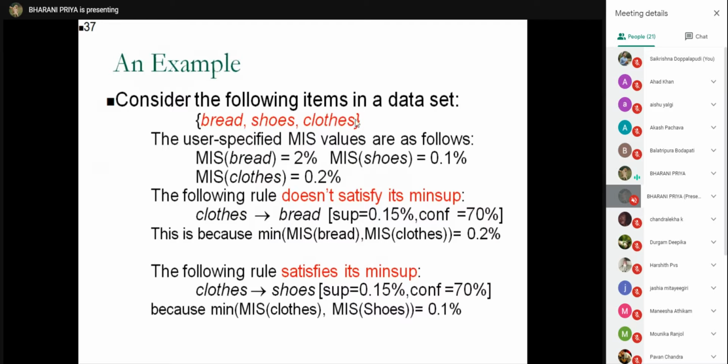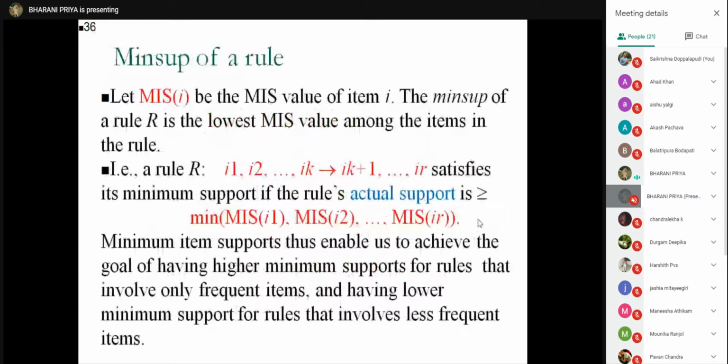So consider this item set: bread, shoes and clothes. Let us define the minimum item supports (MIS) for bread as 2%, shoes as 0.1% and clothes as 0.2%. So I am writing a rule: clothes implies bread, which has 0.15 support and confidence of 70%. But what is our rule?